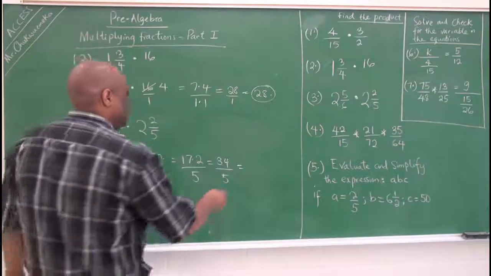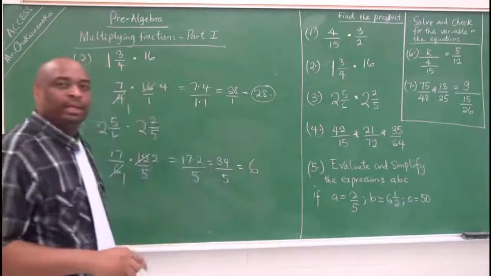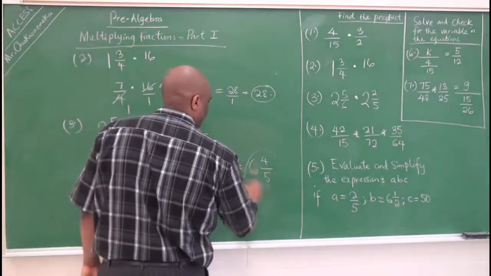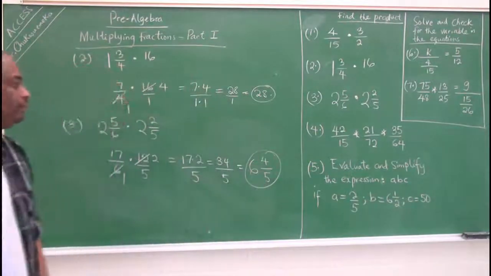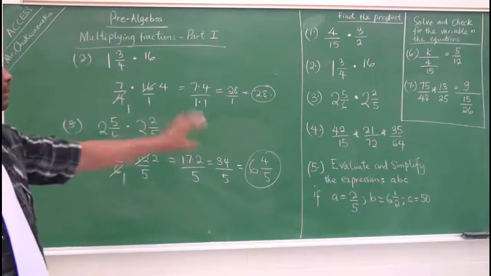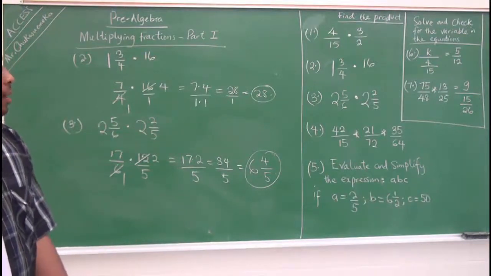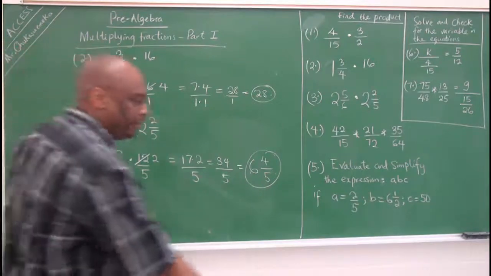5 into 34 will give you what? 6 is the closest. 6 times 5 is 30. 34 minus 30 is 4, so 6 and 4 over 5. So number 3 is a mixed number times a mixed number. Alright. Number 4.